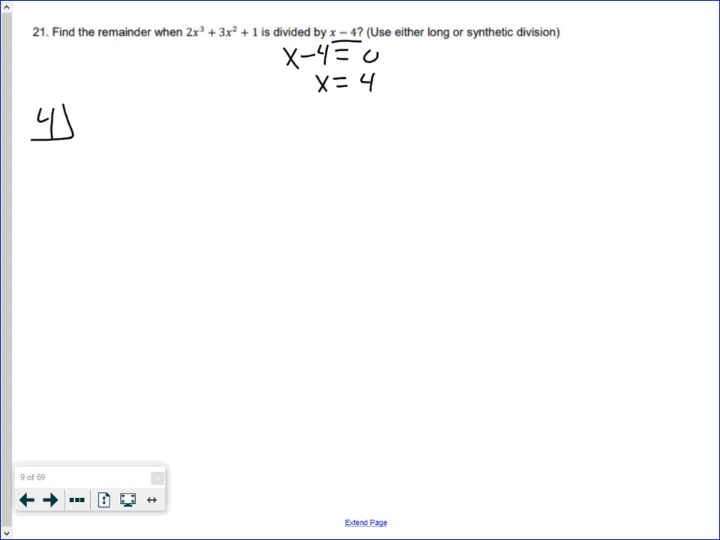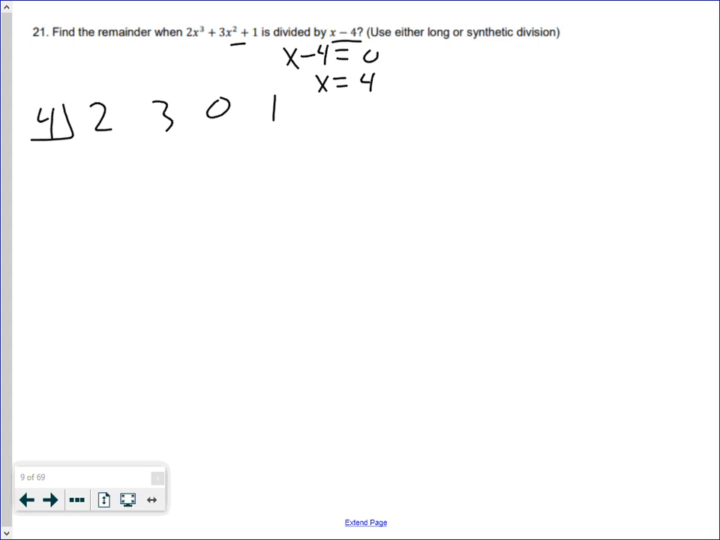So to do synthetic division, remember you put the 4, or the factor you're dividing by, in the little corner right there, and you list out all of the coefficients. So in this case, it's 2, 3, 0, and 1. You cannot forget any of your placeholders, right? Because we have 2x cubed plus 3x squared plus 0x plus 1. We don't have an x with a power of 1, so you still have to put the placeholder of 0 in your synthetic division.